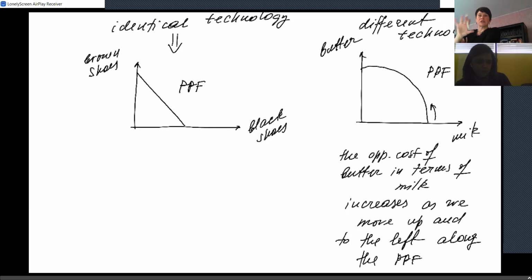So what would I want you to take out from this class? Okay. Every time we talk about identical goods, like brown shoes and black shoes, I would want the picture of the straight PPF to get instantly to your brain, okay? This is what it is. This is the picture of production possibilities, a straight PPF for identical goods. Every time we mention different goods, or you deal with a question that deals with different goods, your PPF is a curved line, and the opportunity cost is not one-to-one, okay?